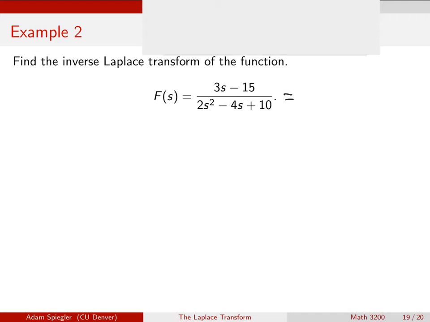So let me just pull out the 3 I can factor from the top, and what would be left would be s minus 5. And a 2 I can factor out from the bottom, and what's left is s squared minus 2s plus 10. Excuse me, not 10, plus 5.